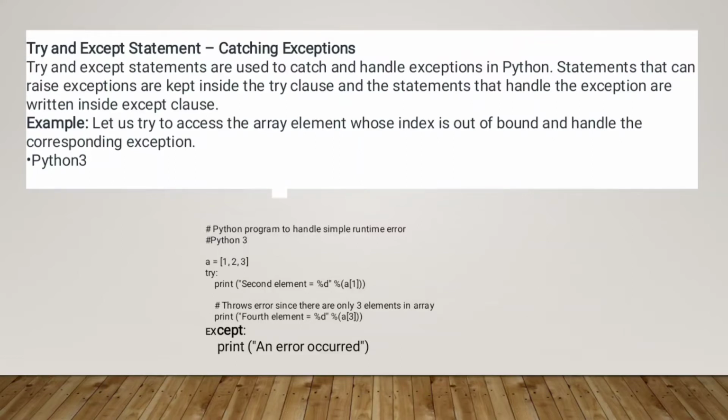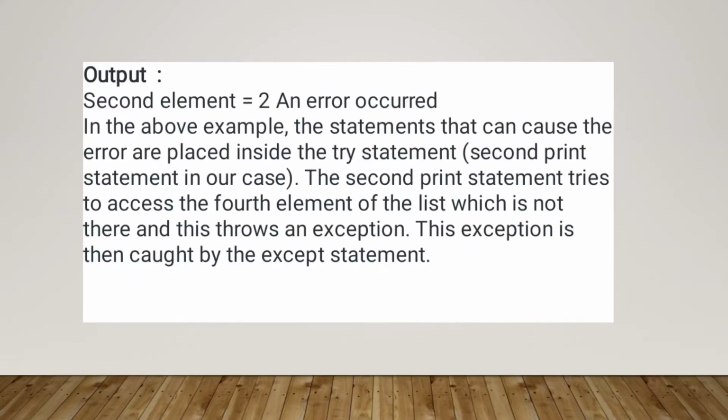Python 3. You can see the program: a equals 1, 2, 3, try, print second element equals %d % a[1]... and then except: print an error occurred. So you will get an exception. Let us see the output: second element equals 2 and an error occurred. The second element is 2, and then the error occurred.